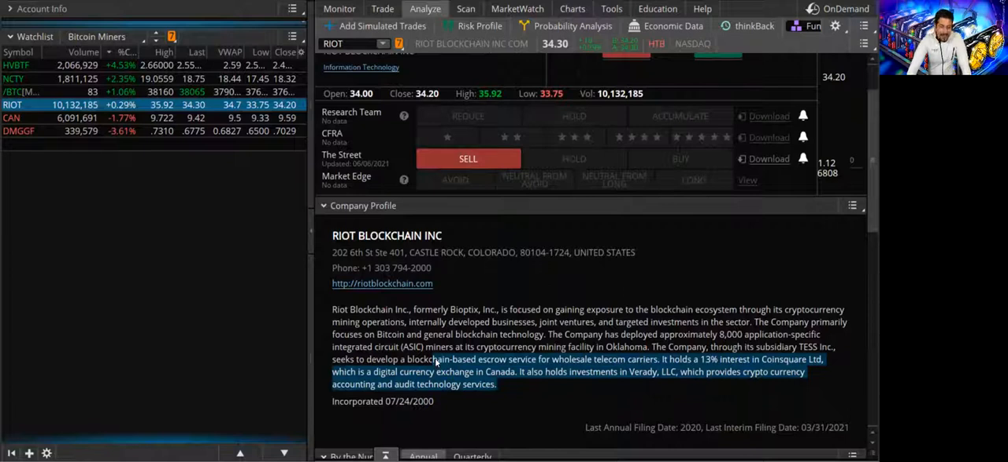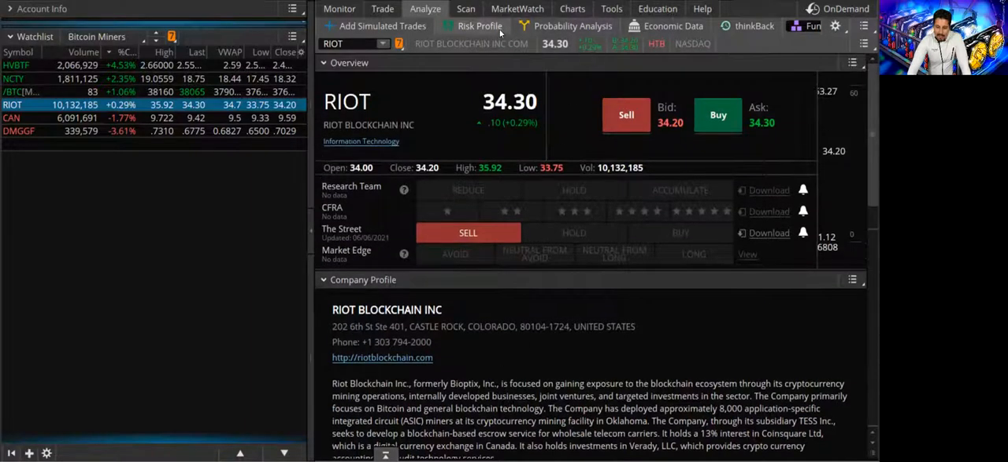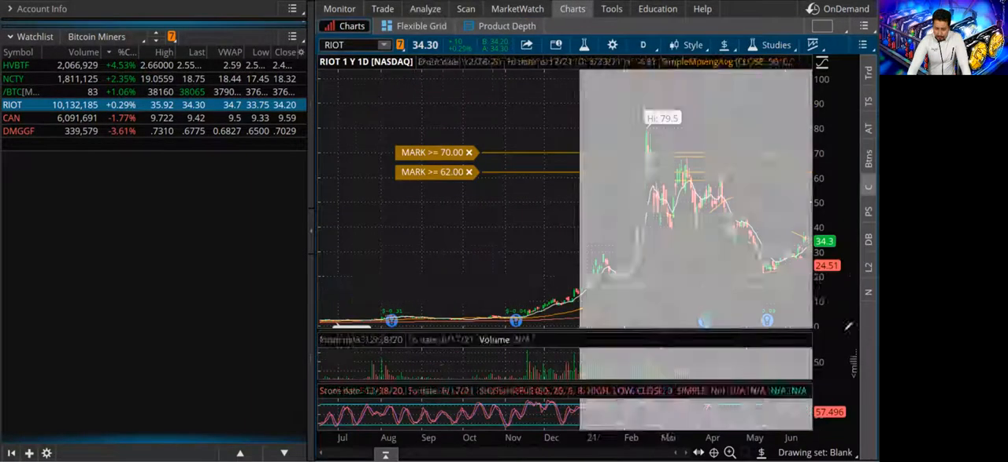Of course, this is not investing advice, guys. All investments, of course, are based on your own decisions. I am not a financial advisor, so definitely make your own decision based on yourself. But this will be the mining company that I highly recommend you to look into.